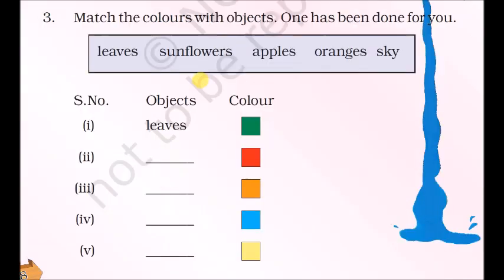Match the colors with objects. One has been done for you. Colors के साथ ऑब्जेक्ट को मिलाना है. जैसे लीव्स ग्रीन होते हैं, लीव्स ग्रीन. रेड क्या होता है? एप्पल. ऑरेंज, ऑरेंज. स्काई, ब्लू. सनफ्लावर्स, येलो.